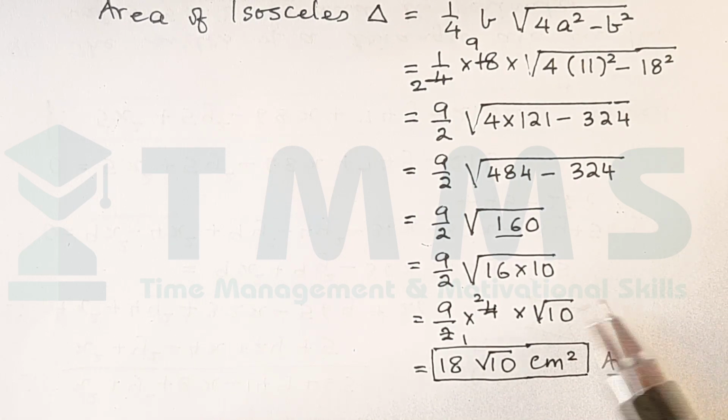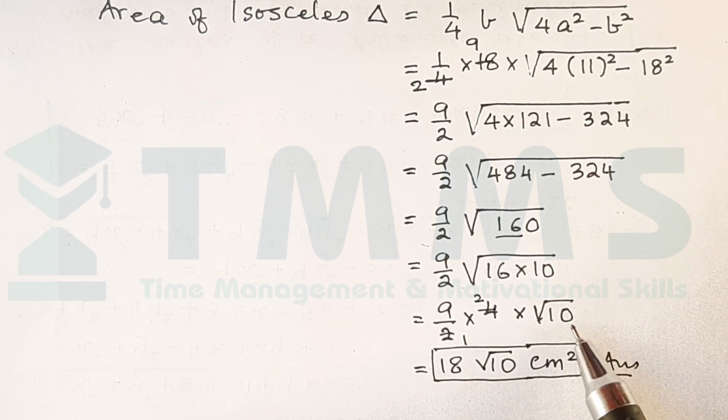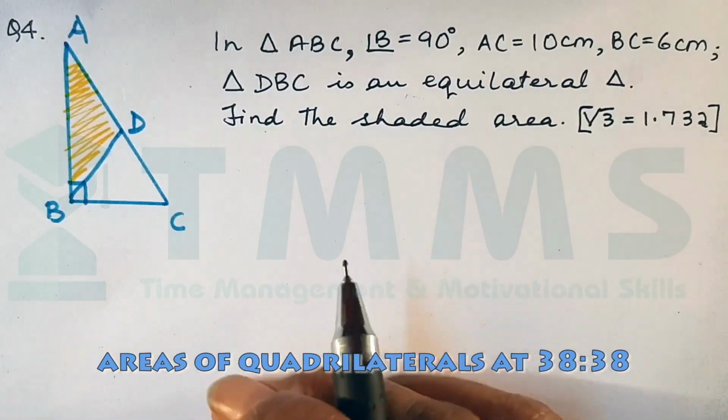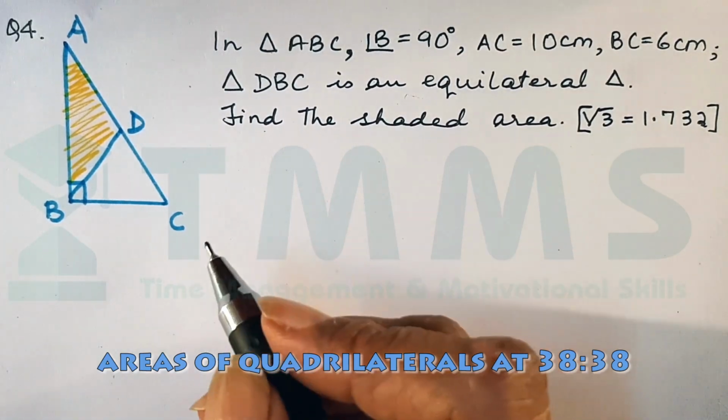So sometimes they will supply root 10 value. If they supply root 10 value, then you substitute, multiply, get the answer. Everybody understood this? Can we go to the next question? Let us come to question number 4.